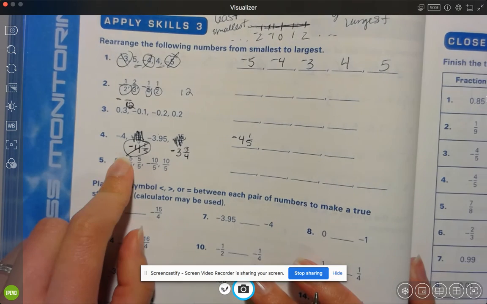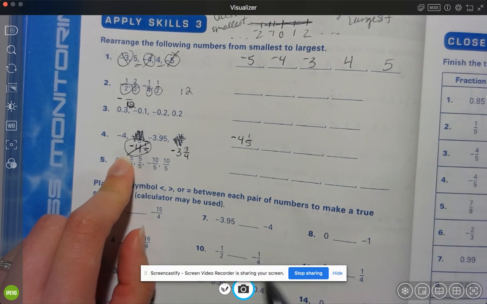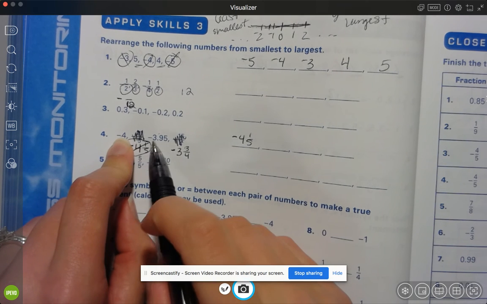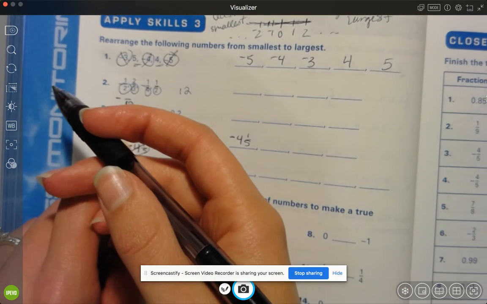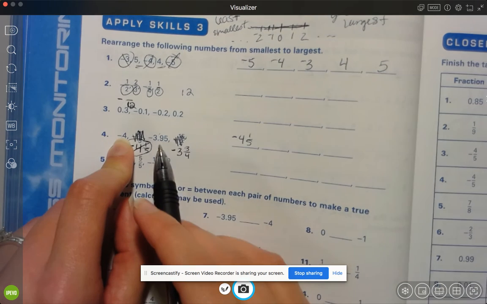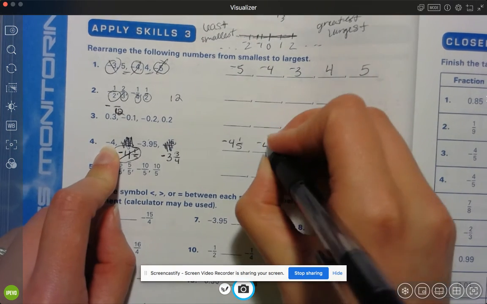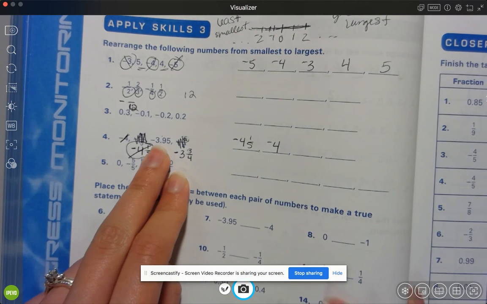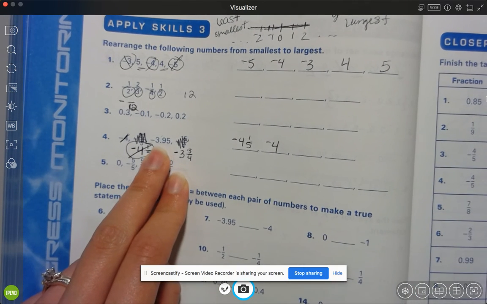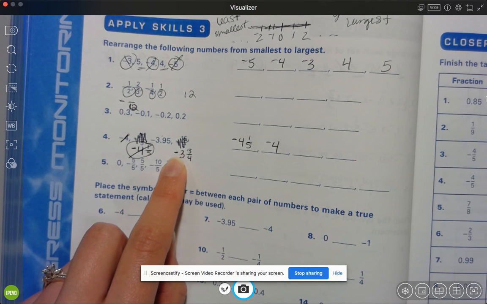Now, what is our next biggest negative? Which one will come next? -4 is going to be more to the left than -3.95 or -3 and 3/4. So -4 is going to be next. Now we have to decide, is -3.95 more to the left, or is -3 and 3/4?